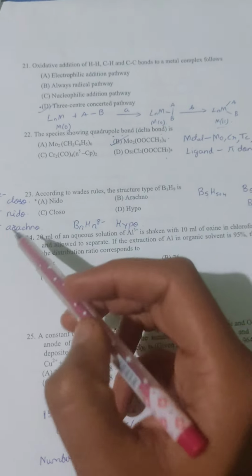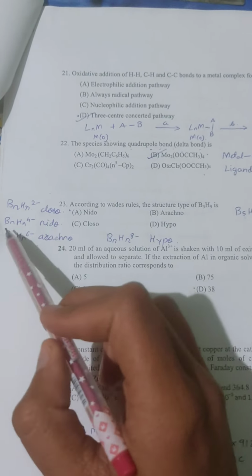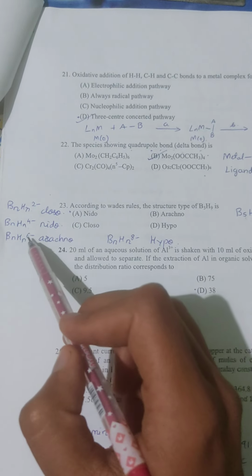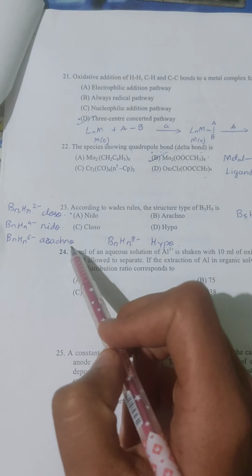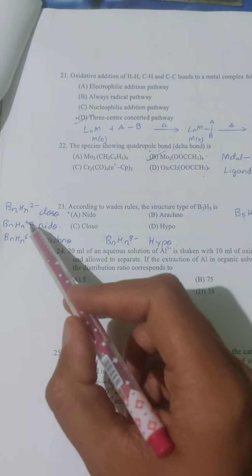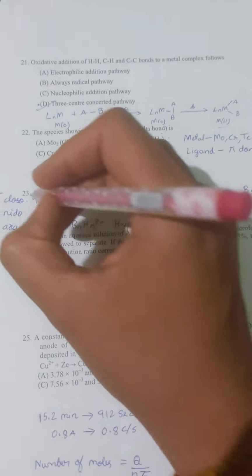Since it's given that BnHn2 minus is closo, BnHn4 minus is nido, BnHn6 minus is arachno, and BnHn8 minus is hypho. Here it is 4 minus and it's matching with the nido requirement. So this is nido.